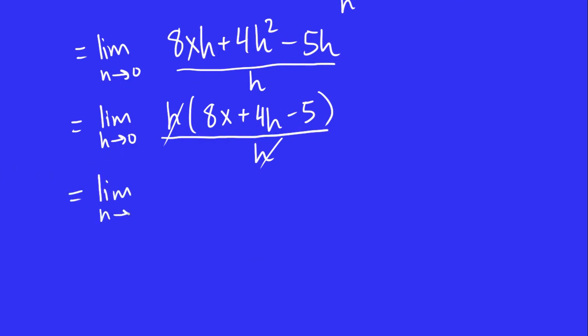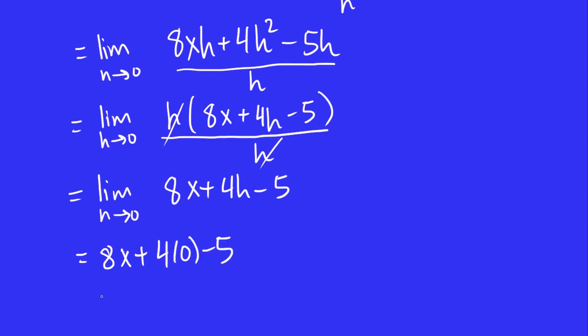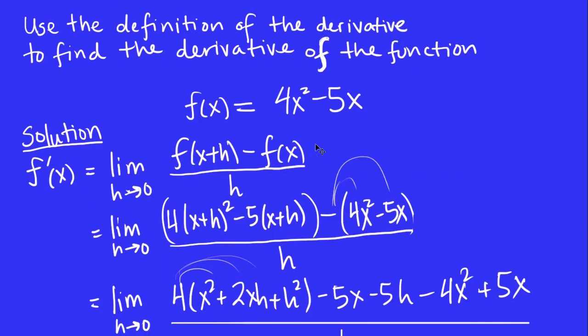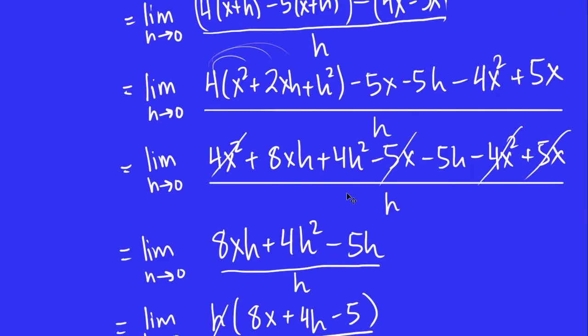And now, since that h in the bottom is gone, there is no more denominator. Or in other words, it's over 1. And now I can actually let h be 0 in my expression. Notice I don't write the limit sign anymore, finally. And I come up with 8x minus 5. And that's what I said at the beginning the answer would be, right? So, I erased it. But anyways, the derivative is 8x minus 5.